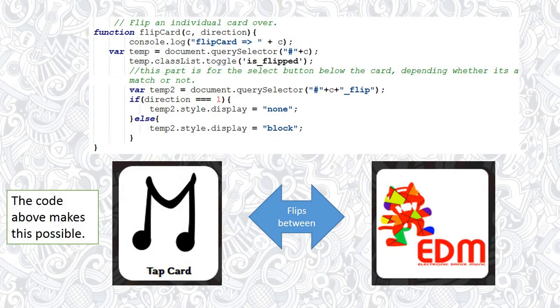This flip card is a method or function that allows us to click on the top card, and it flips over to the back of the card, for example, the EDM. We'll see later on when the matching part comes in how that all works.